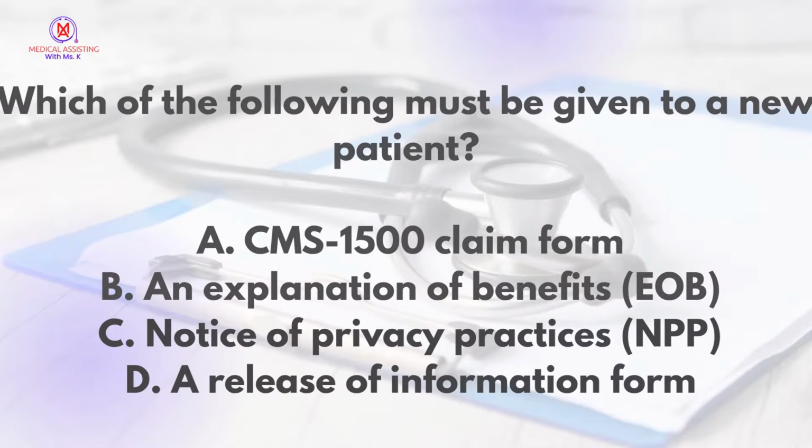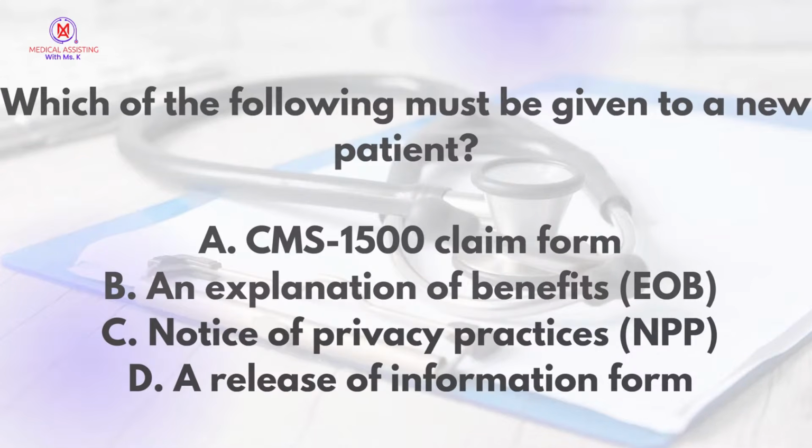All right, which of the following must be given to a new patient? A, CMS 1500 claim form, B, an EOB, C, an MPP, or D, release of information form. A claim form, explanation of benefits, notice of privacy practices, or release of information. And you can just put the letter in the chat. A, B, C, or D. Okay, I see your answers coming in.